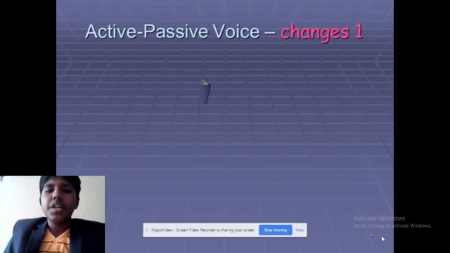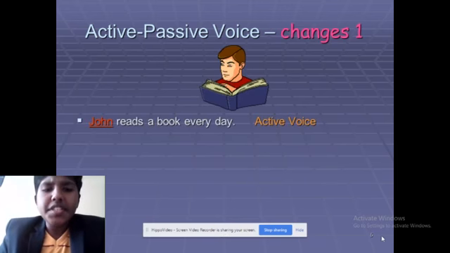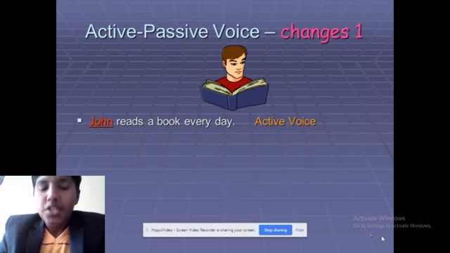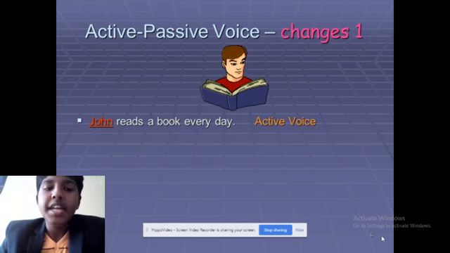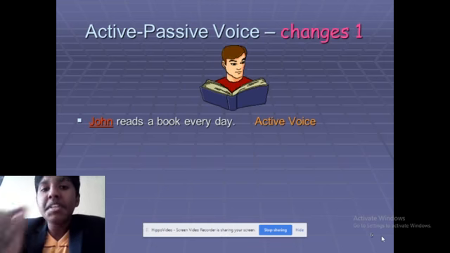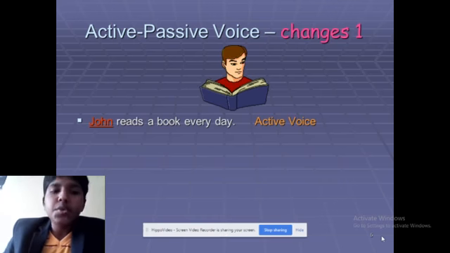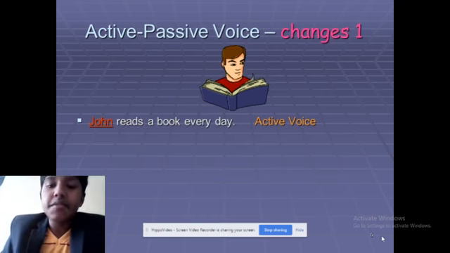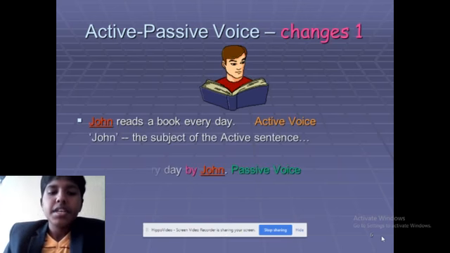Now the changes 1. We can see that John reads a book every day. In this case, I hope you have found out the subject. John is the subject. Yes, it's true. And the book is the object. How can we find the object? The easiest way is to see on what John is performing the action. John is performing the action of reading on a book. So the book is the object and reads is the verb. So it is in the active voice. John is the subject of the active voice.